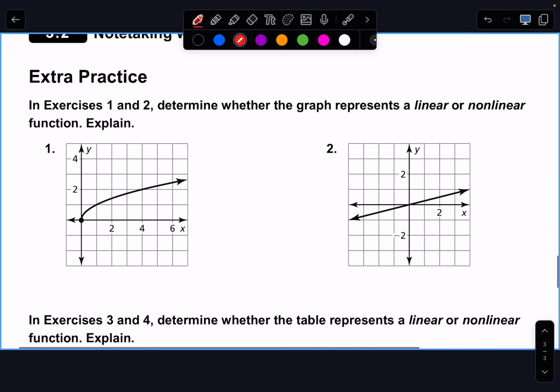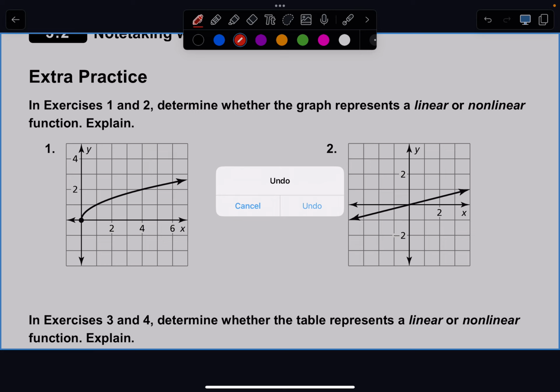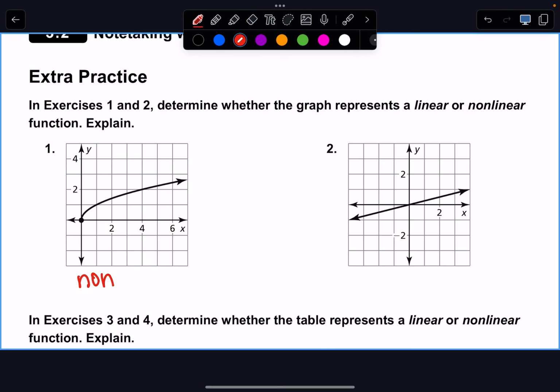All right, I have two graphs. Linear or nonlinear? What do you think about number 1? Linear. Question, is that a straight line? No, it's not a straight line. It's curved, isn't it? Doesn't it curve? Yeah, that's not what a vertical line does. I don't care about a vertical line. Is it a line? No. Could I draw this with a ruler? Yes.